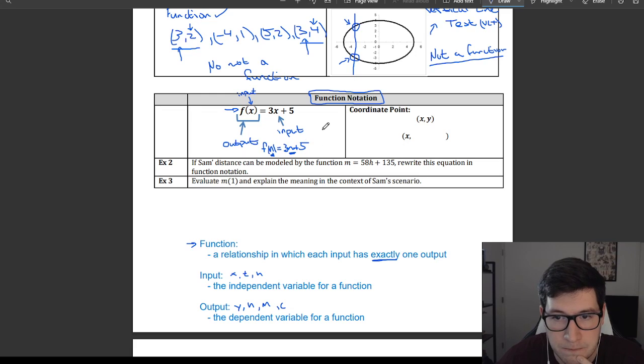And so when we're looking at the coordinate point, what we've seen before right here is our lovely x comma y. In this case, using function notation, it's going to look very similar, but we're going to have x, and instead of y, we will simply put f of x, because again, that's our output.